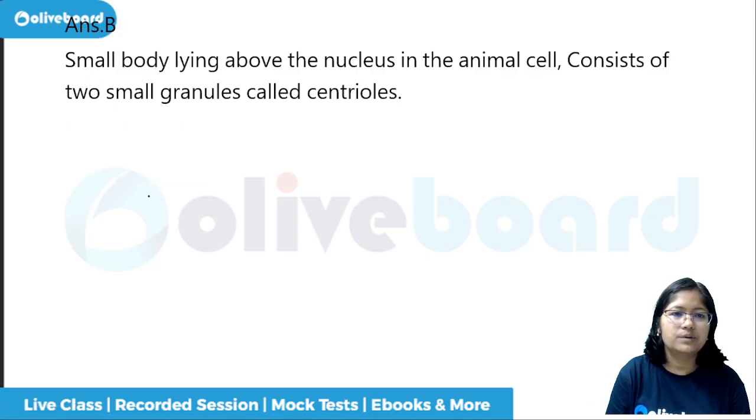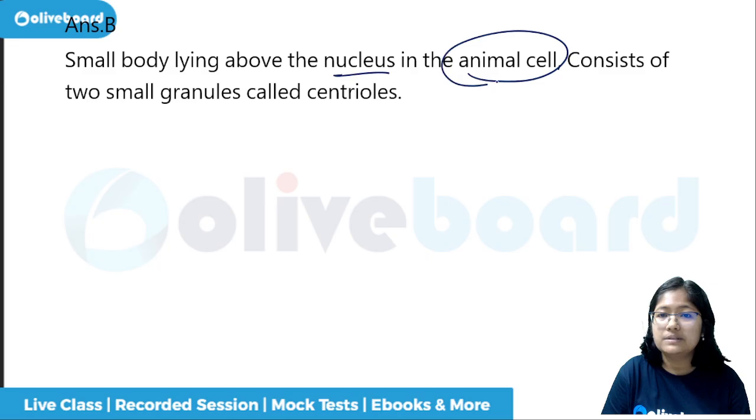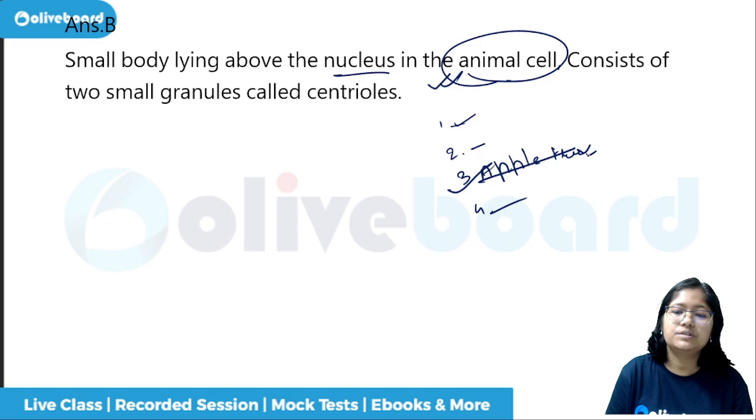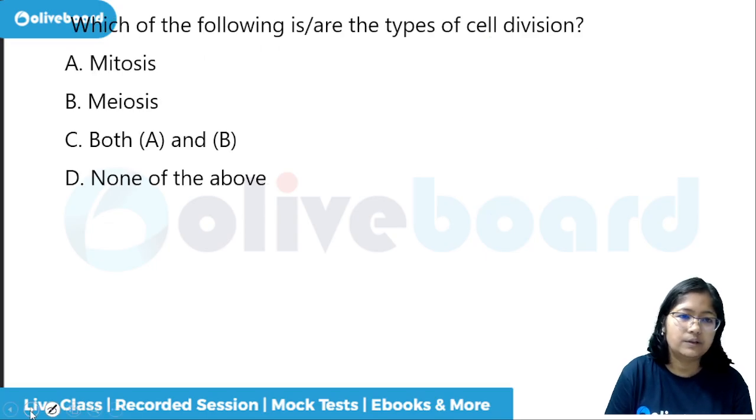Coming to the next question. Small body lying around the nucleus in animal cell. There was another question where they had given where you will find this. So they have mentioned where you will not find. They have given animal, and number 3, they have given apple tree, and then again some animal they had given. So you remember that centrioles will only be found in animal cell. So here it will not be found. That was your answer. So that question was also there.